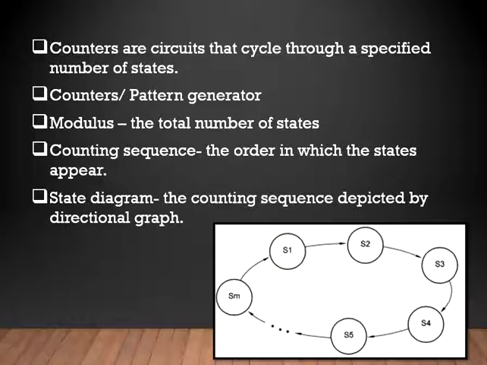The counting sequence is often depicted by a directional graph called the state diagram, which is shown here. This is the state diagram, and it is used to describe the operation of a counter. So this figure shows a state diagram for a mod m counter, where each node, that is Si subscript i, will denote one of the states of the counter, and the arrows that are present in the graph will denote the order in which the states occur.